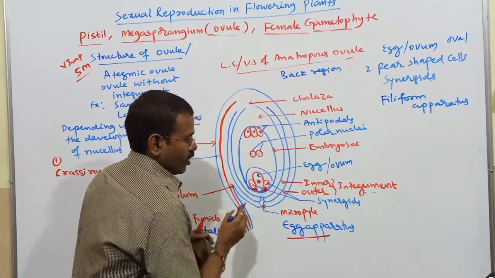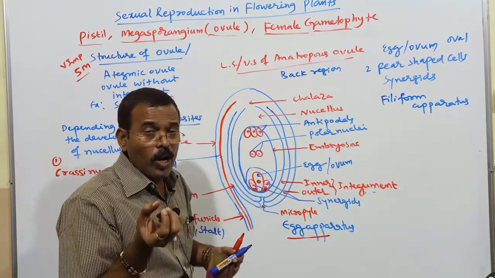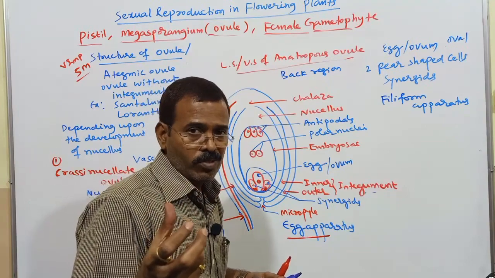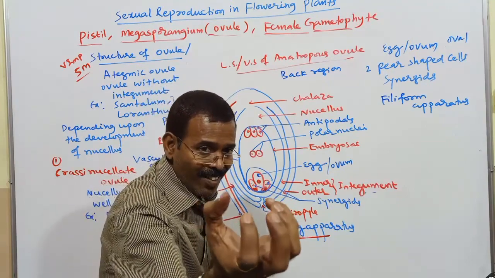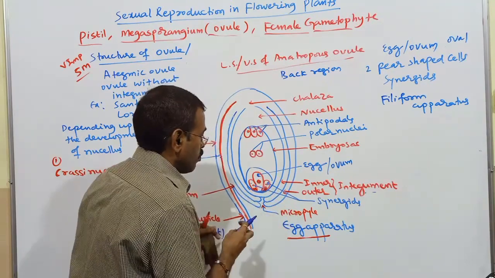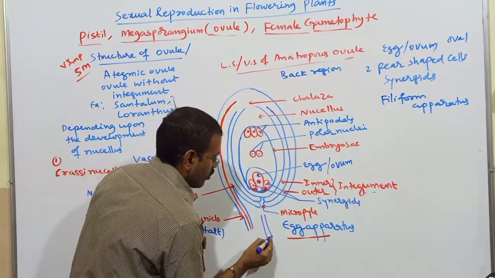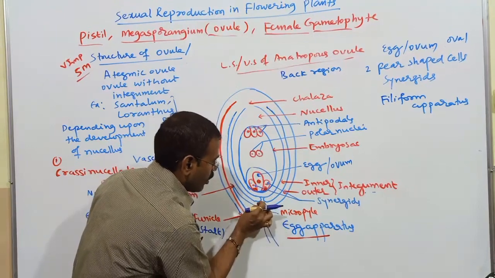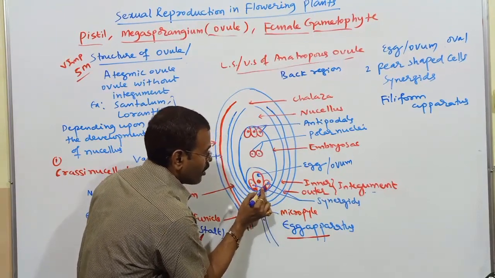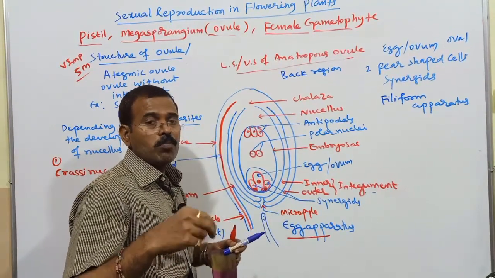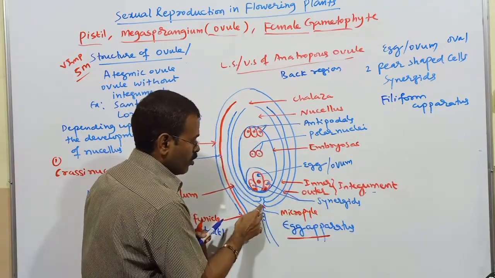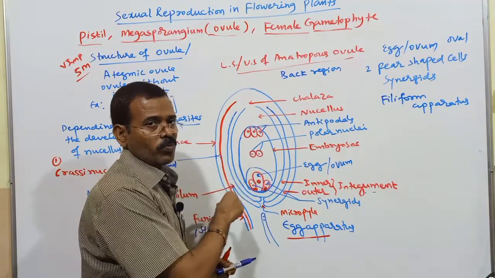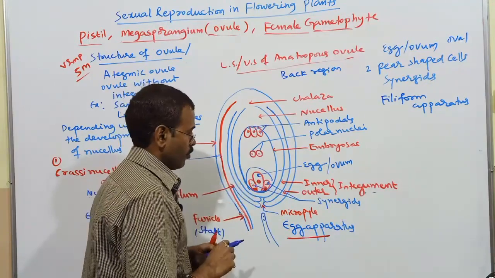What do these synergids do? They attract the pollen tube. They secrete a certain chemical substance that attracts the pollen tube, and this pollen tube carrying the male gamete can enter through the micropyle and reach the synergid, where it can discharge the male gamete. Then double fertilization can be seen in angiospermic plants, flowering plants.